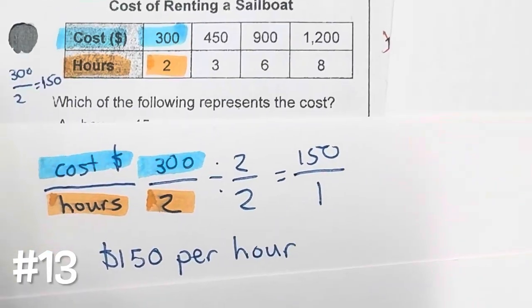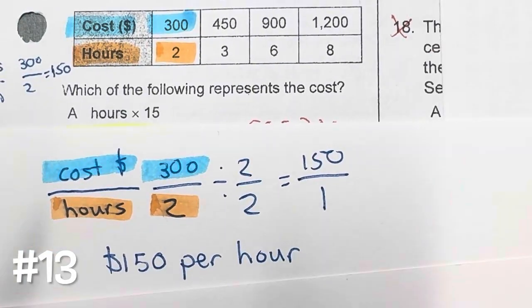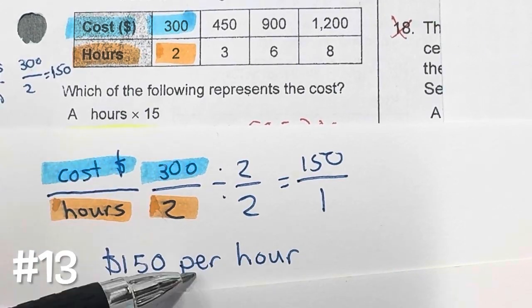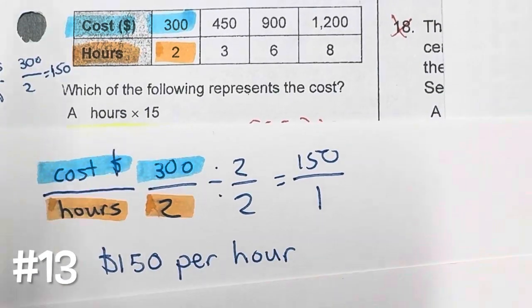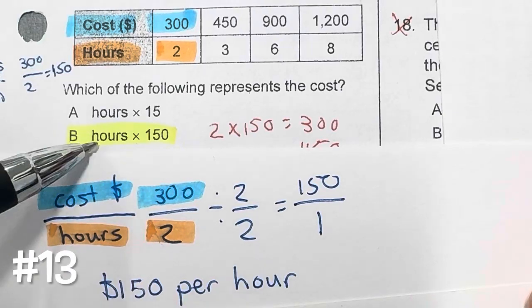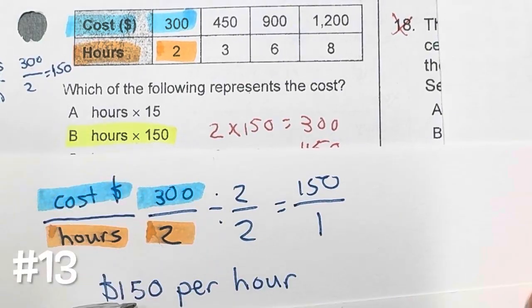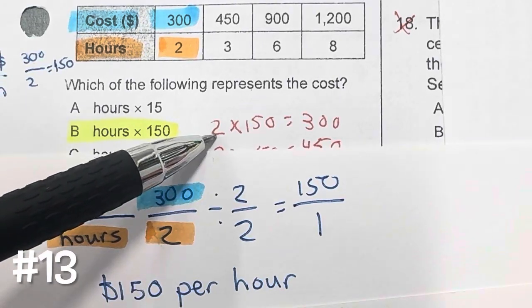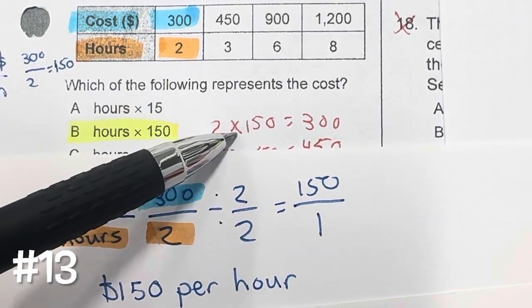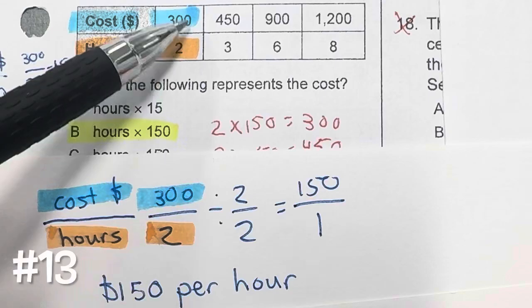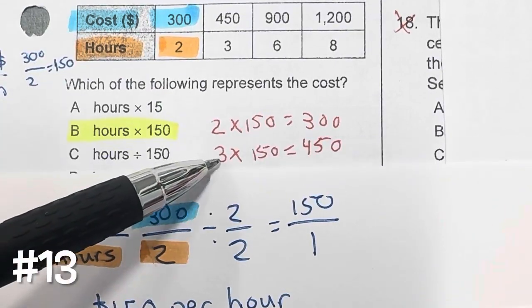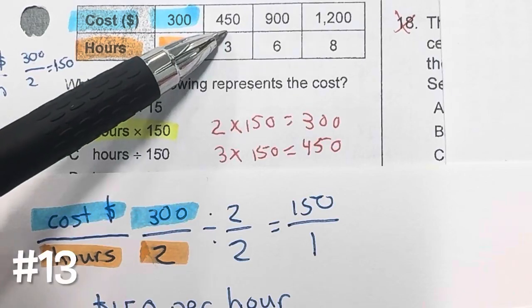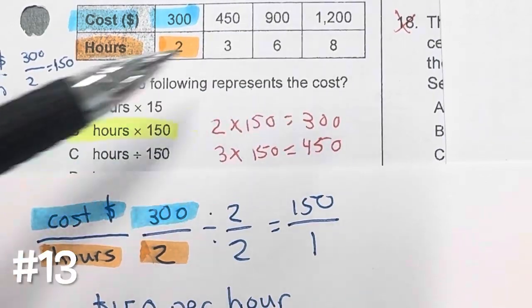Now if I take that information and it says here the number of hours multiplied by 15, well no, it's not $15 per hour. The number of hours multiplied by 150, that's what we got for the unit rate. And we can check just to make sure, because if we do 2 hours, 2 multiplied by 150 is 300. If we check for 3 hours, 3 multiplied by 150 is 450. So that works, and it will work for the rest of the table as well.